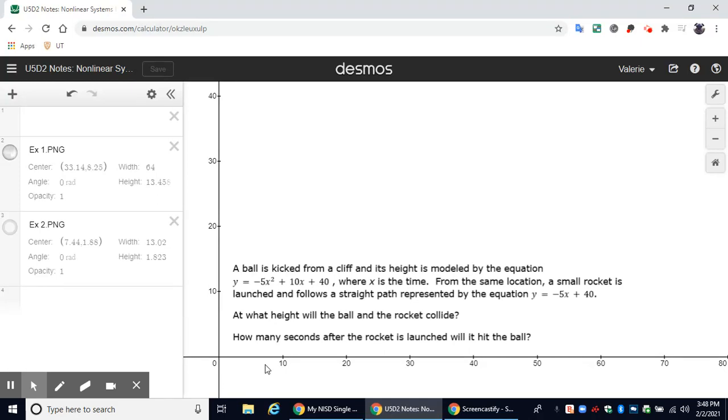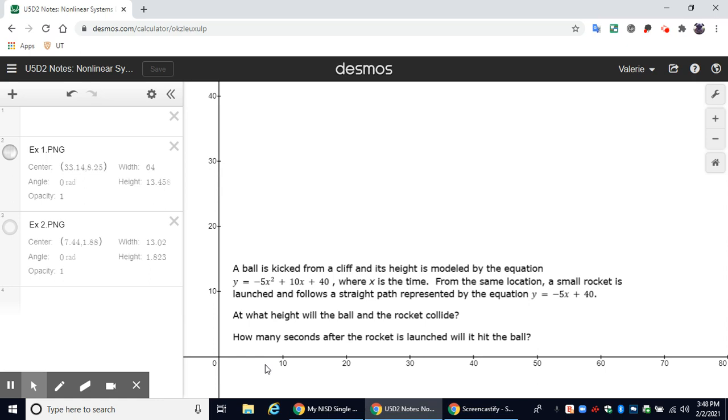Hey everyone, today's lesson is going to be over nonlinear systems application problems. So today we're going to have a word problem. We're going to have to graph these and then interpret that point of intersection. So it is going to be very similar to what you did in yesterday's lesson. So let's go ahead and get started by taking a look at this first word problem here.